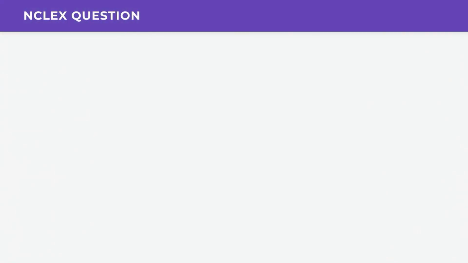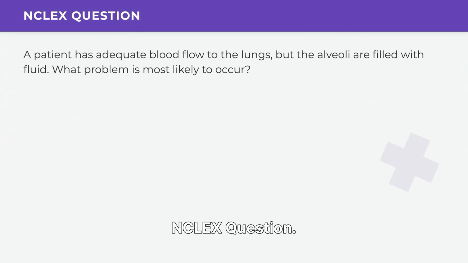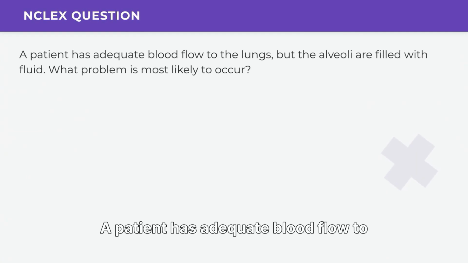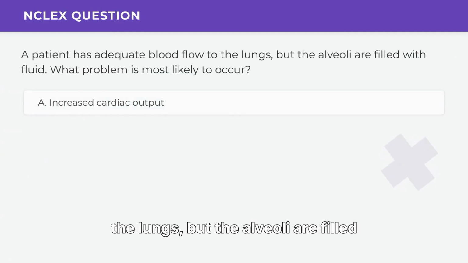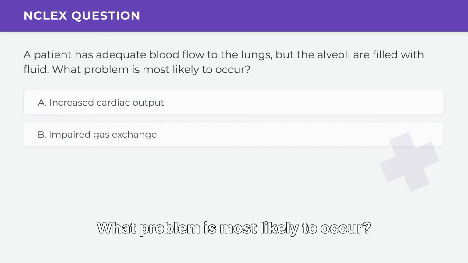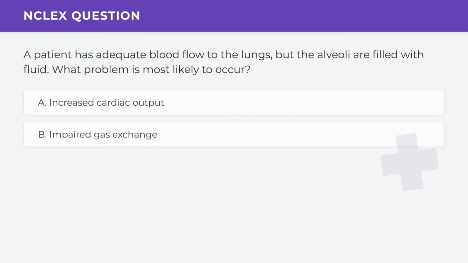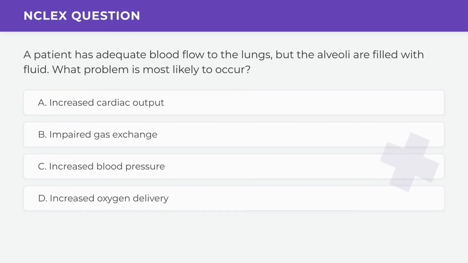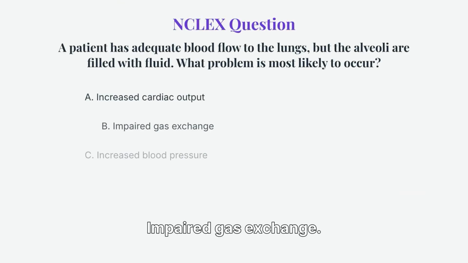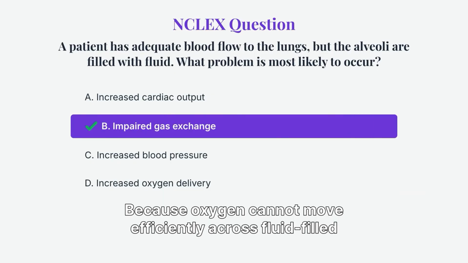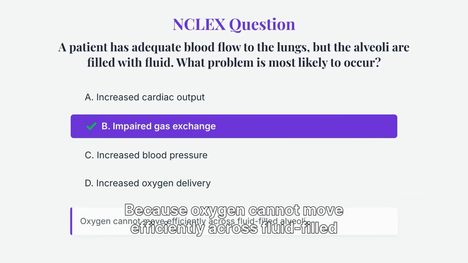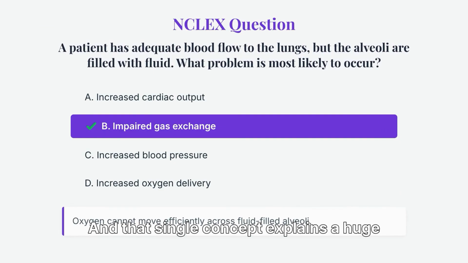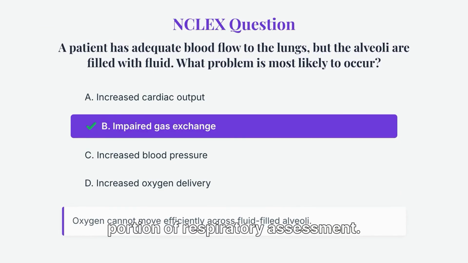Okay, friends, let's see if this is making sense. NCLEX question. A patient has adequate blood flow to the lungs, but the alveoli are filled with fluid. What problem is most likely to occur? A. Increased cardiac output. B. Impaired gas exchange. C. Increased blood pressure. D. Increased oxygen delivery. Pause here if you want to answer. The answer is B. Impaired gas exchange. Because oxygen cannot move efficiently across fluid-filled alveoli. And that single concept explains a huge portion of respiratory assessment.